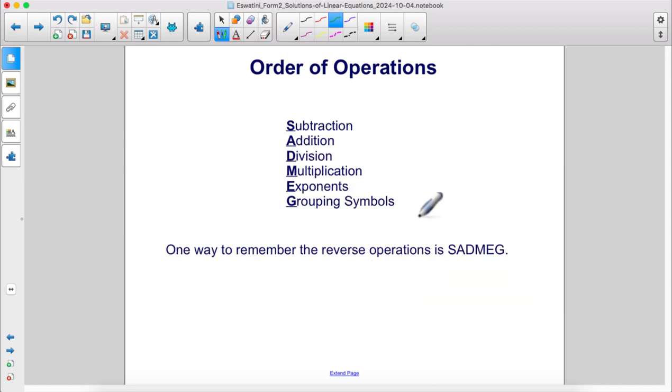Here is the order of operations for solving equations. Subtraction, addition, division, multiplication, exponents, grouping symbols. So the reverse operations is SADMEG, like Megan, and she's sad.